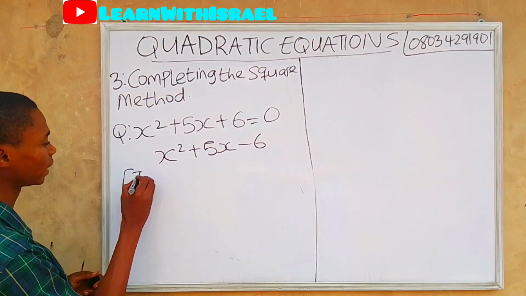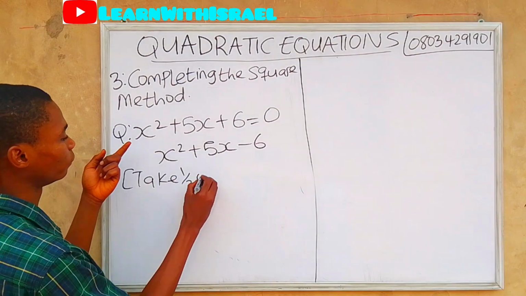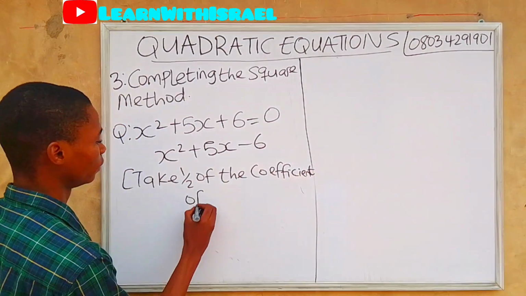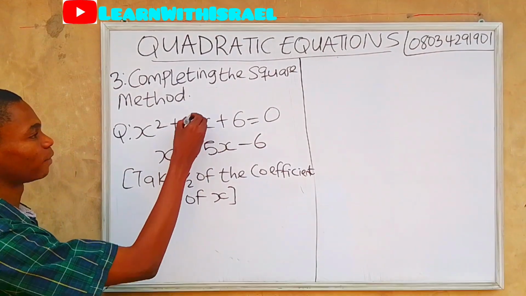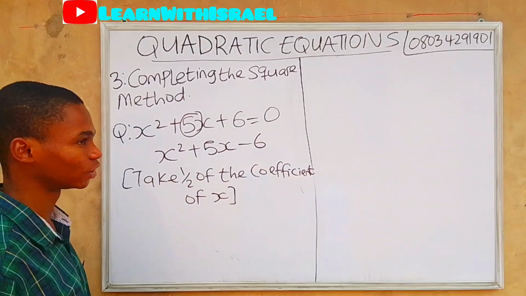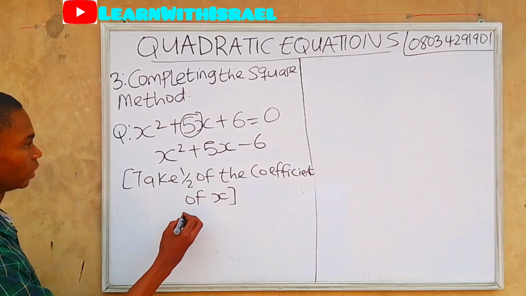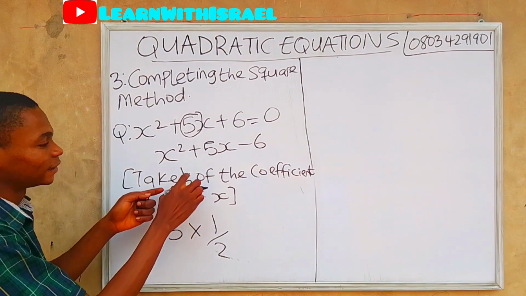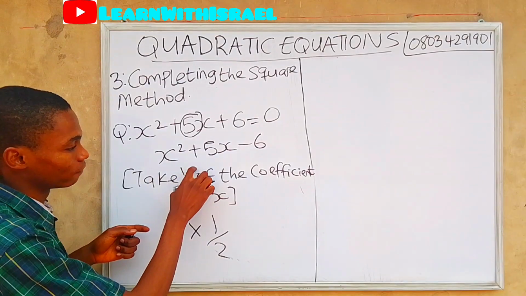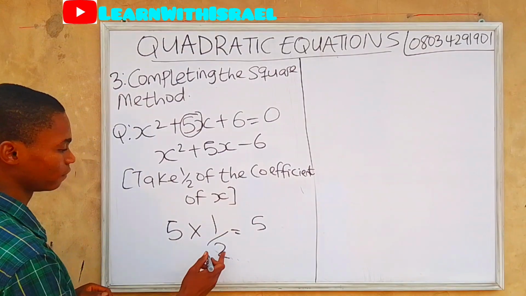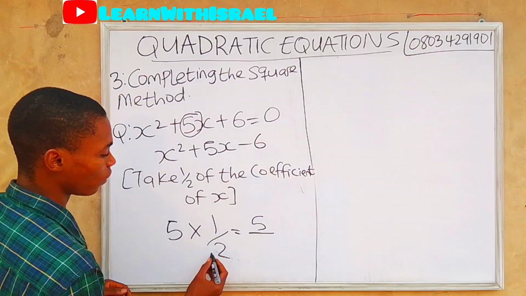So let's clean here. After that, you can now continue. We are going to take half of the coefficient of x and multiply it by this middle number. I hope you understood that. How do we multiply? 5 multiplied by half. We just represent this x with half. Is that clear? So 5 multiplied by 1 will give us 5 all over 2.